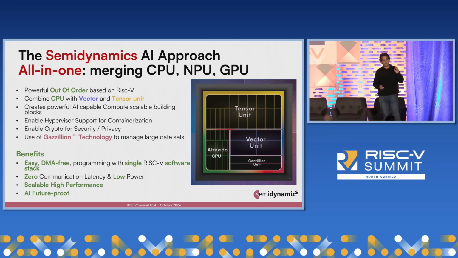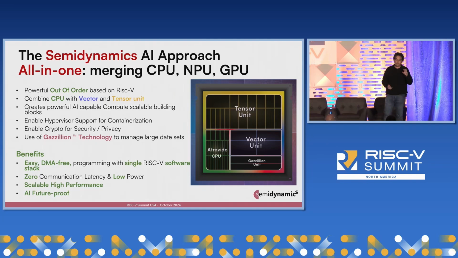So we have a RISC-V out-of-order CPU driving a vector unit. The vector unit is also out of order, the first RVV 1.0 out-of-order vector unit in the market. And the CPU also drives the tensor unit. The tensor unit is, again, a first: a fully programmable tensor unit, fully RISC-V. And the benefits you get by putting all of that together, right?